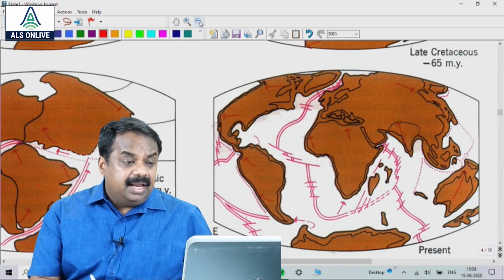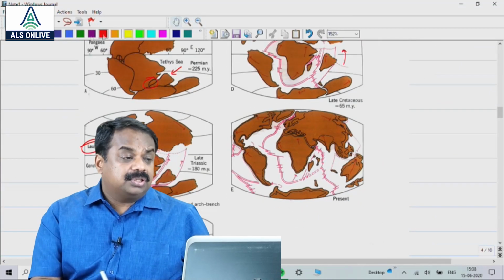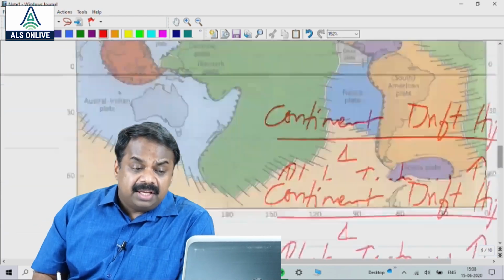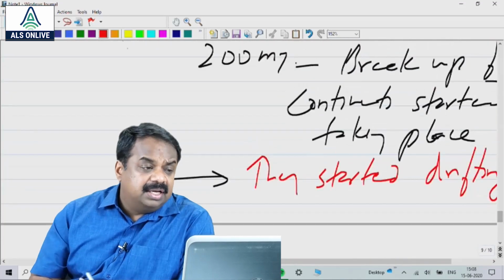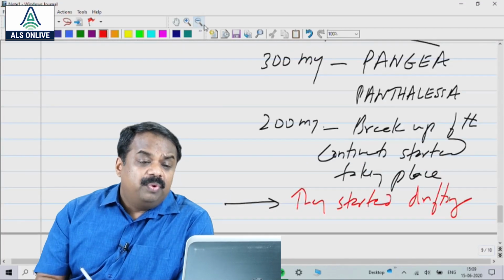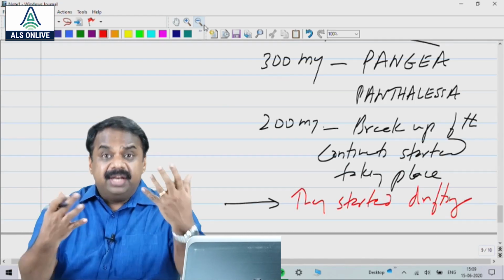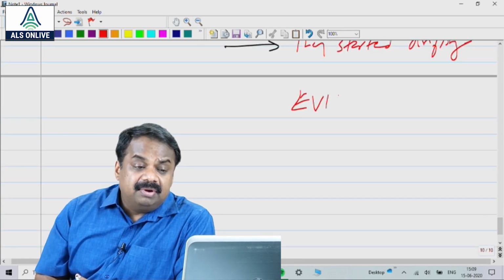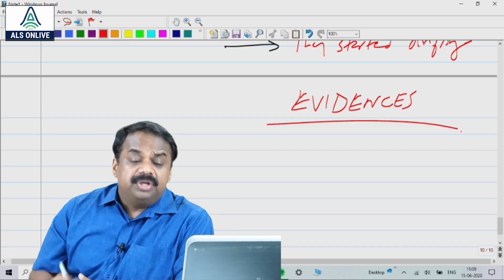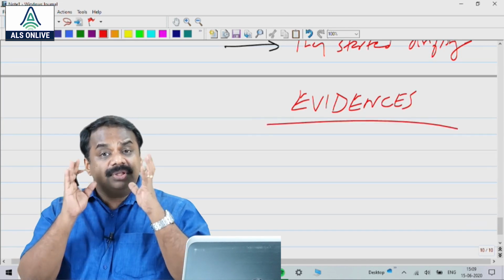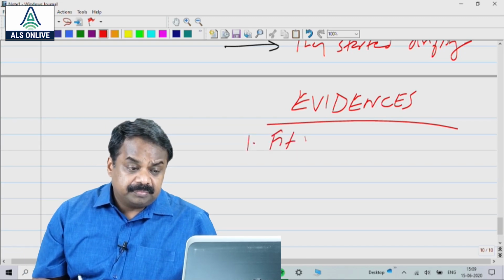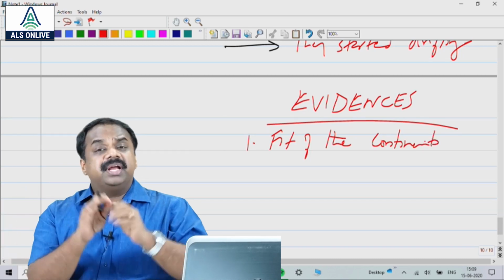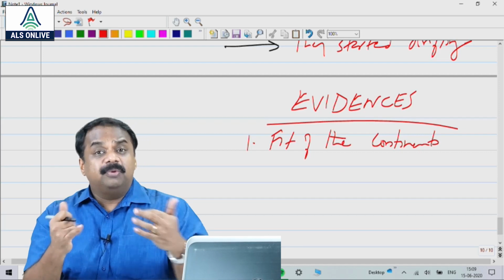So the idea, or rather the continental drift hypothesis, was given by Alfred Wegener, and he suggested that these continents drifted away. Now naturally when he said this, many asked questions. They asked, where is the proof, and what is the evidence for this? So Wegener immediately gave evidence for his hypothesis. First evidence he gave is the fit of the continents. He said, if you fit all the continents back, you can see a nice fit. That itself is the proof that these continents were together.